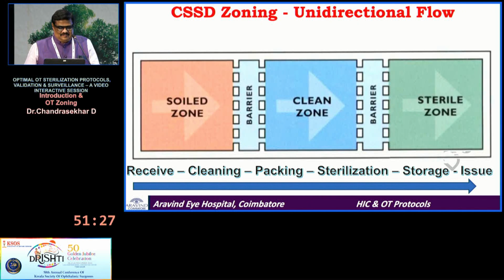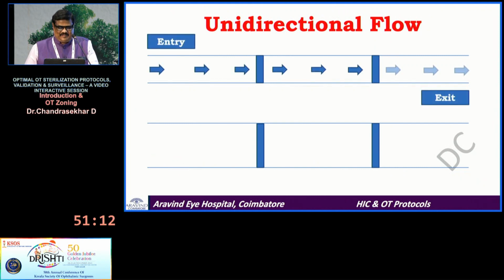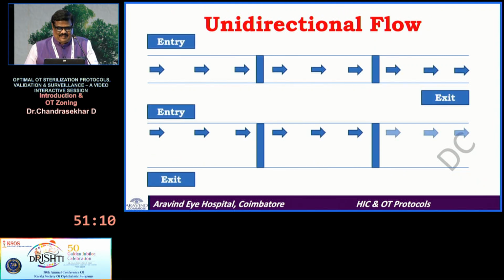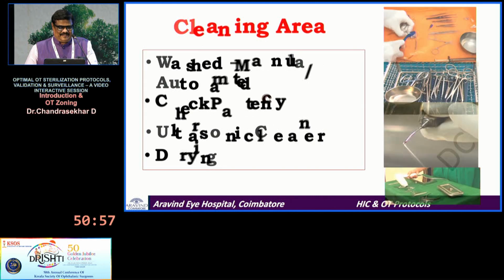In the sterile zone, your autoclave will be there. Between the clean zone and the sterile zone, it is ideal to have a double door autoclave. On one side you put in the packed items, and on the other side you get the sterilized items and put them in the storage area. This is the best way to construct an OT. This is the unidirectional flow, and this is not acceptable at all in the newer CSSDs, though even the older CSSDs can be modified. This is where we get everything, clean it. You can do it manually or automated, check for patency, and take out all the broken things.